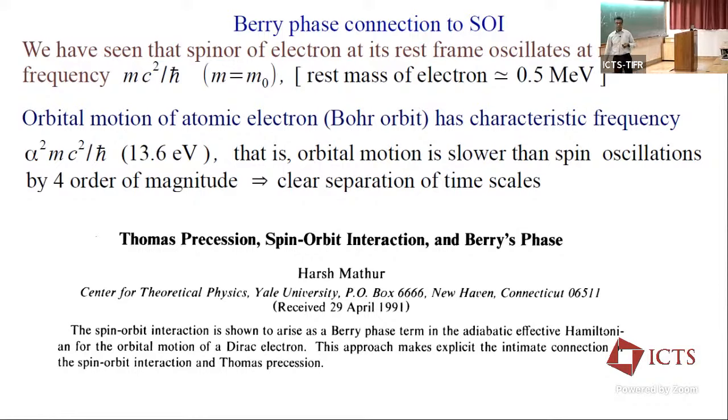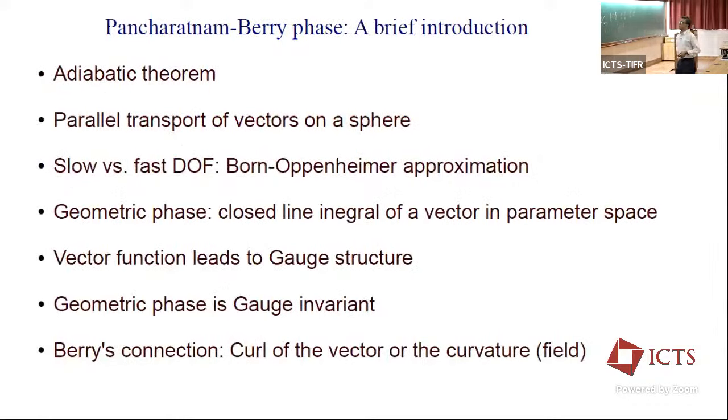Harsh Mathur showed that if you consider Berry connection and Berry phase in this case, then this Thomas precession can be accounted for through the Berry phase. Because when there are spin motions and there is orbital motion, the orbital part is the slow part. I'm not going into detail, I am just considering this qualitatively. Okay, you can go through this paper. So then comes the Pancharatnam-Berry phase connection to spin-orbit interaction.